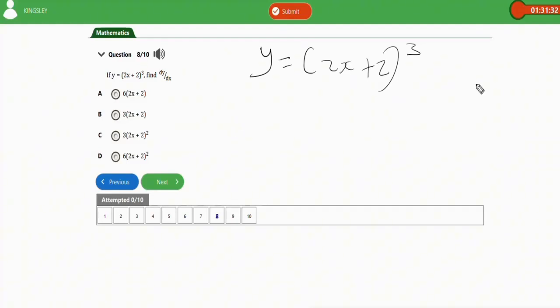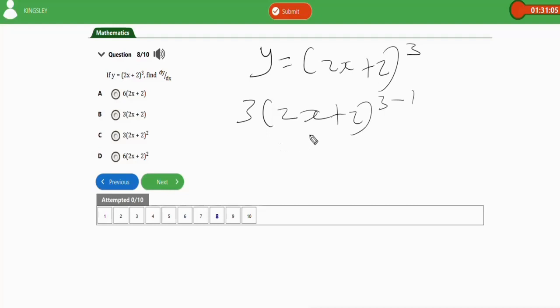Okay, so let's break this down. If you want to differentiate this function applying chain rule, firstly you are going to subtract 1 from the power. At the same time, this power will go and multiply every function we have here. So this is 3 in bracket 2x plus 2, power 3 minus 1.